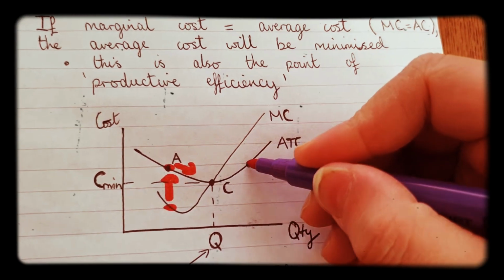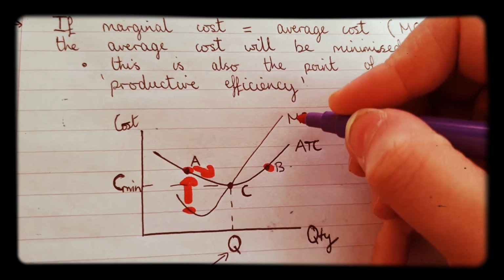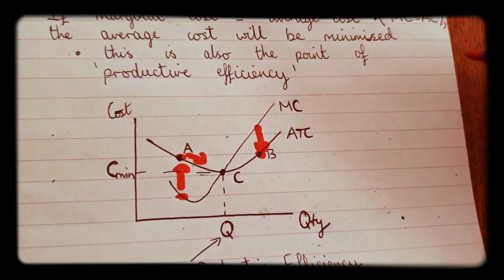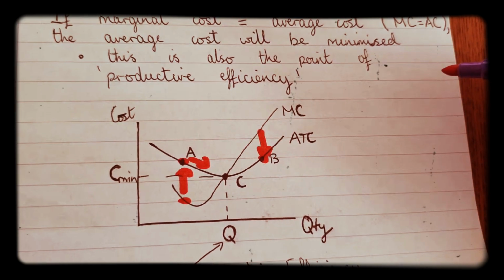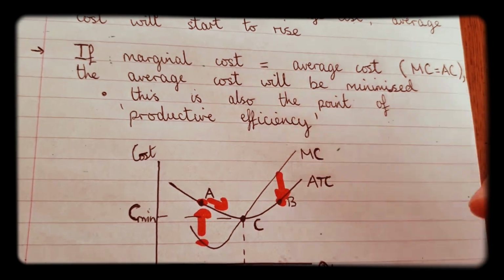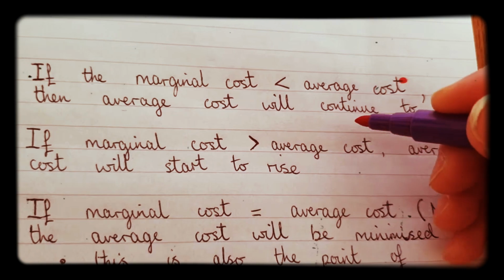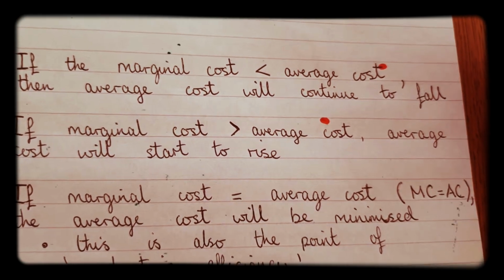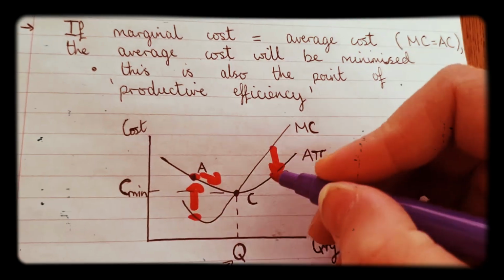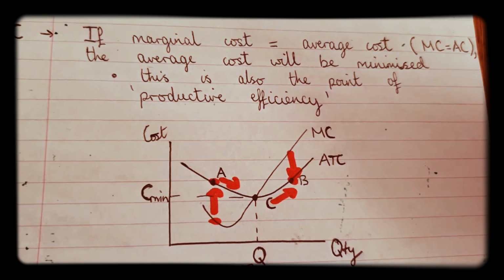If we go now to point B, have a look at point B. At this point, the marginal cost is actually higher than the average total cost curve. So the cost of producing another unit is more money than the current cost per unit. In this case, if the marginal cost is greater than the average cost curve, then average cost will start to rise, and that's why you can see the average cost curve is rising at that point.